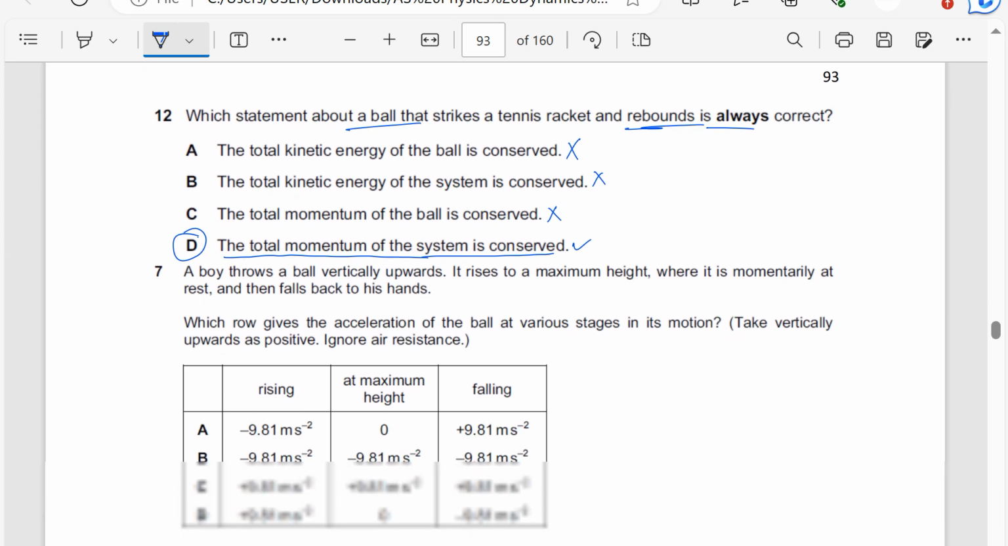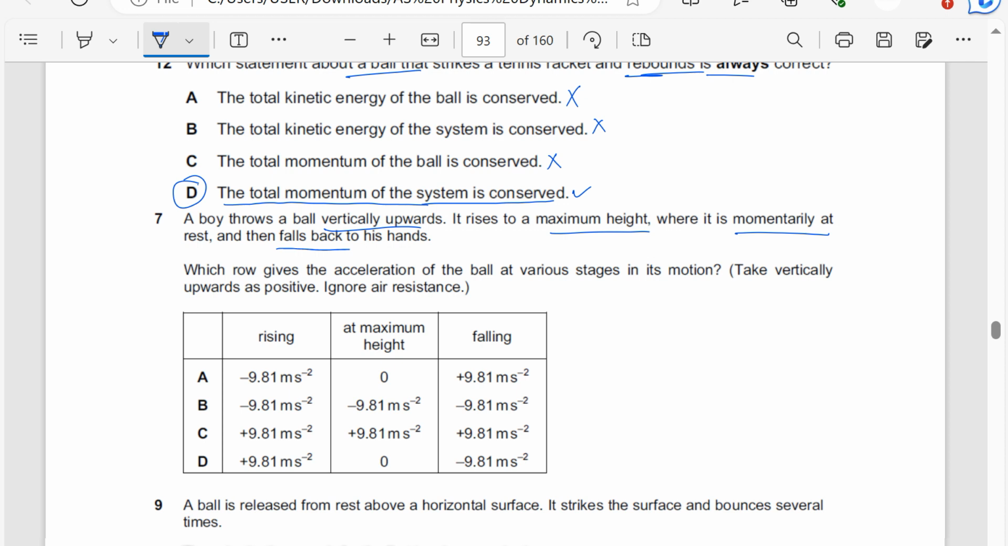A boy throws a ball vertically upwards. It rises to maximum height where it momentarily comes to rest, so that means velocity there is 0, and falls back to his hand. Which law gives the acceleration of the ball at various stages in its motion? Take vertically upwards as positive, ignore air resistance.